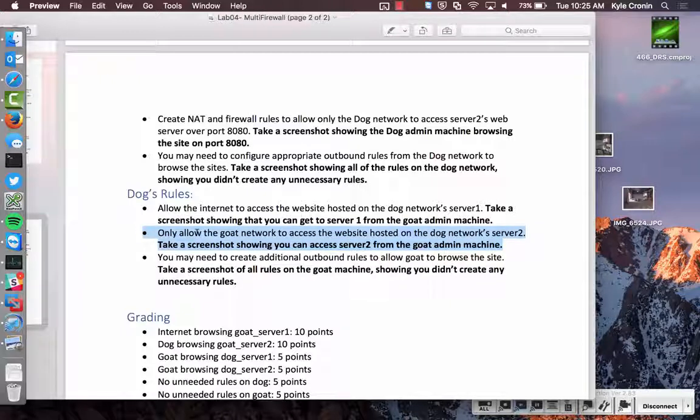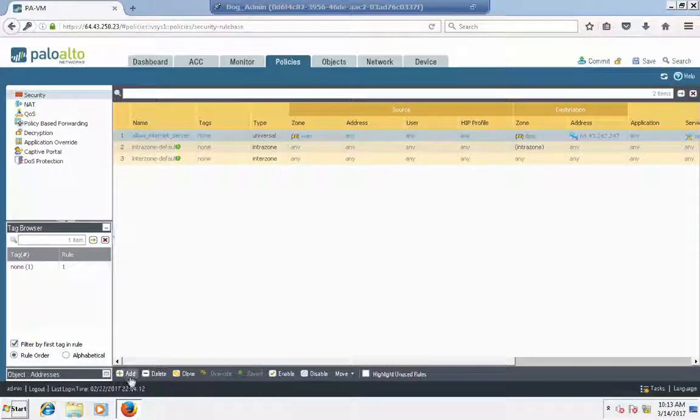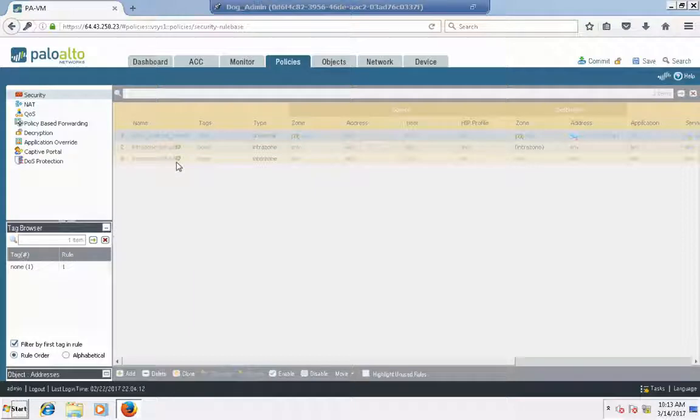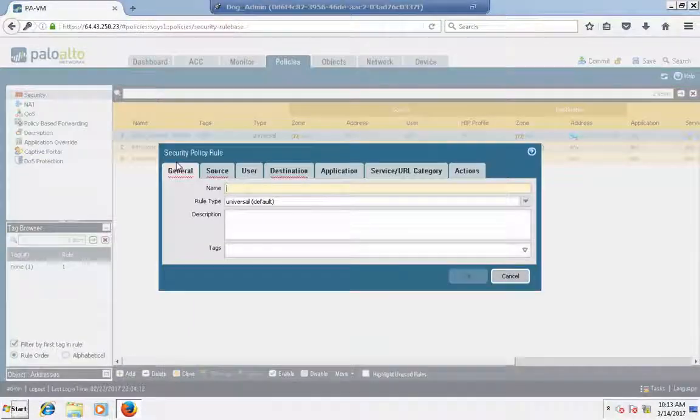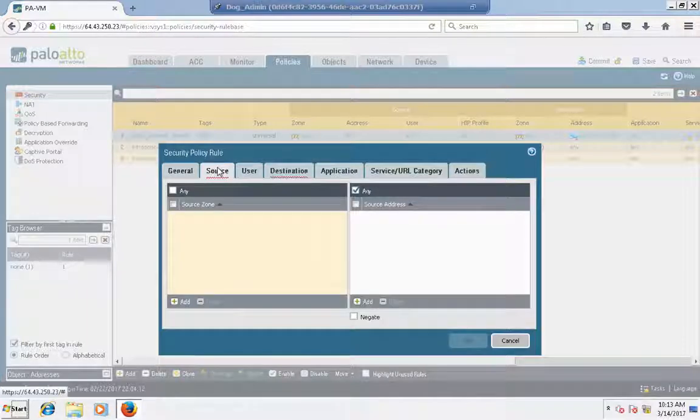Only allow the GOAT network to access the website hosted on dog's server 2. So our second rule would be, if we only want to allow GOAT, allow GOAT server 2. What's our source going to be? Source zone again will be WAN. What's the source address going to be now?